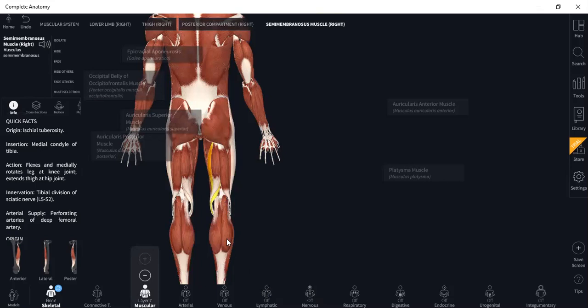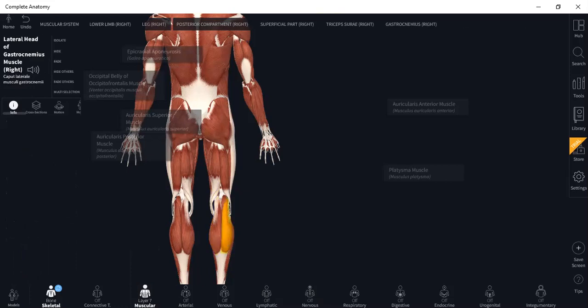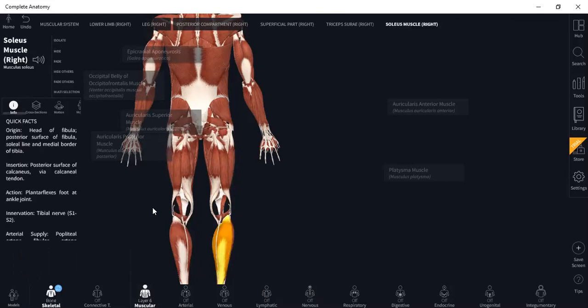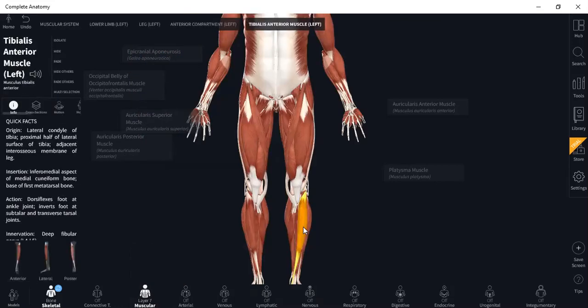Plantar flexion is performed by gastrocnemius and soleus. Dorsiflexion is performed by tibialis anterior. So soleus and gastrocnemius are antagonized by tibialis anterior.